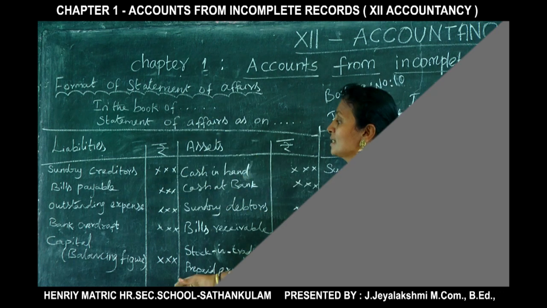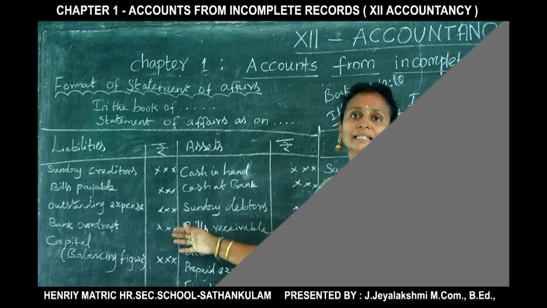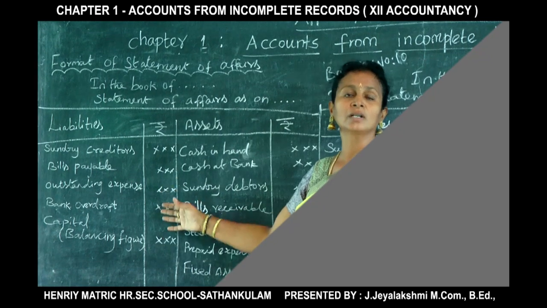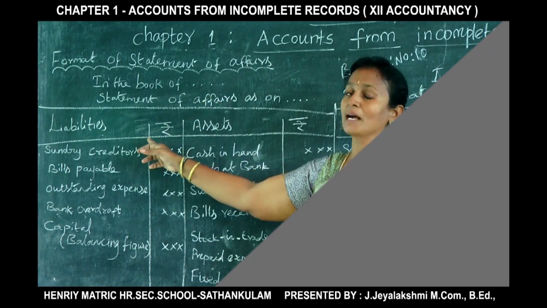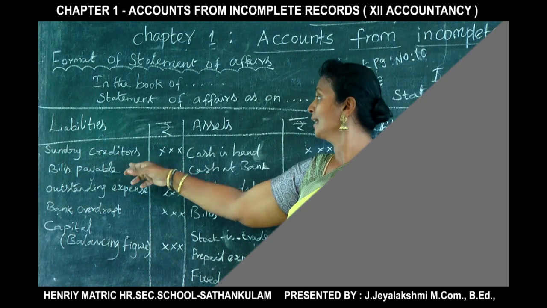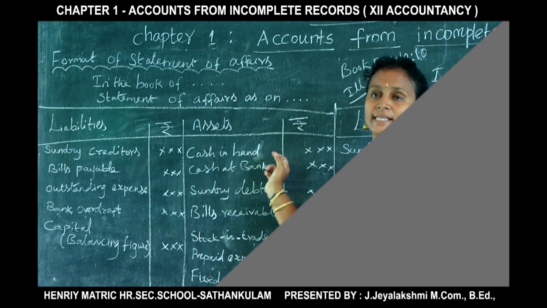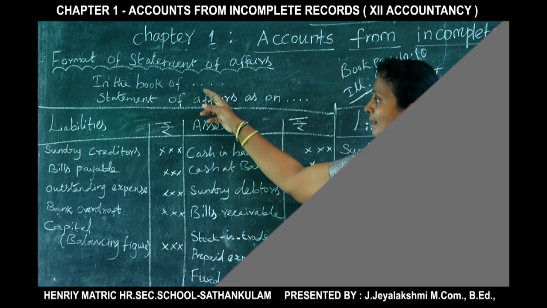Why are we using this format? To find out the capital, we are going to use this format. Here, liabilities appear on the left side and assets appear on the right side. Now, what are the assets?